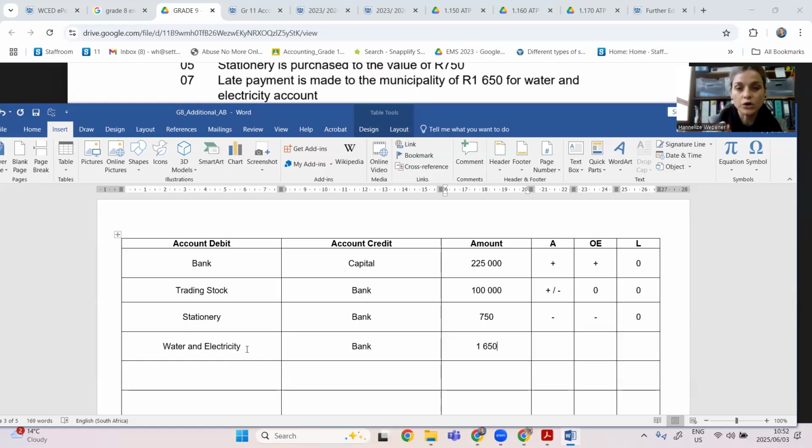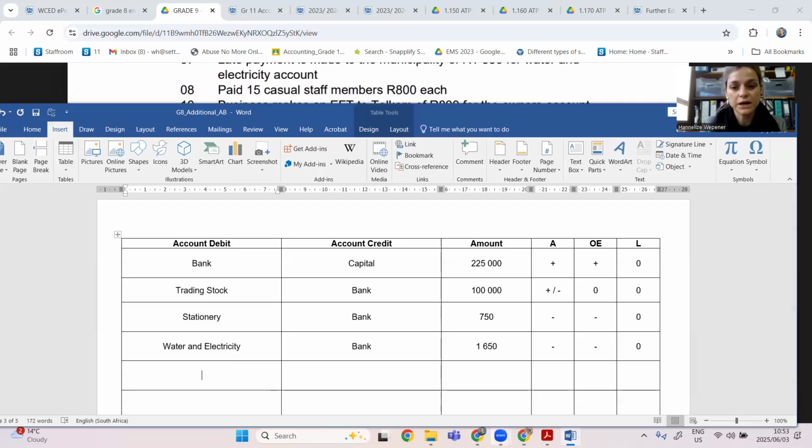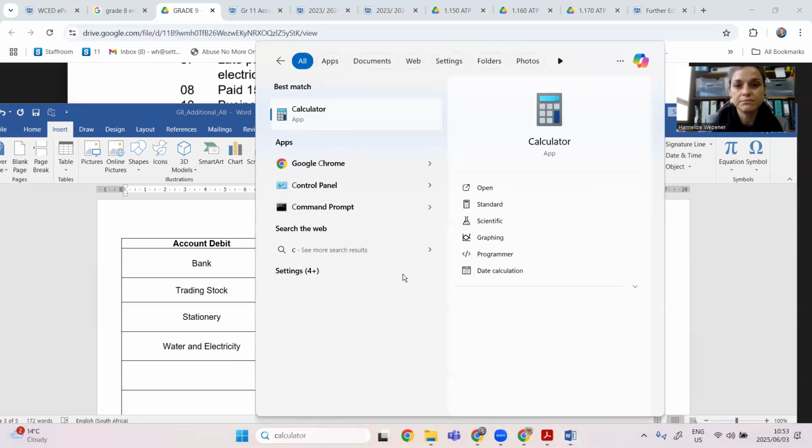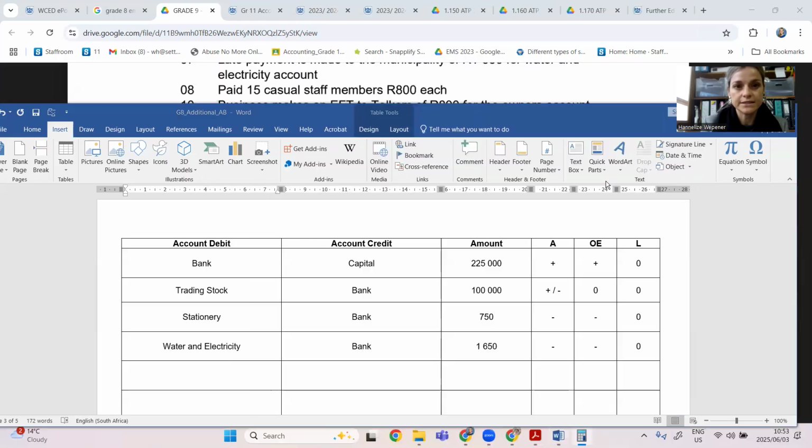Remember, an asset is something that we own until we decide to let go of it, to sell it to someone else. So you have less money in your bank, therefore less assets, more expenses, therefore less profits going to the owner, and that's why we decrease our owner's equity. Then on the 8th, we paid each one of our 15 casual staff, we paid each of them 800 Rand. So we paid in total 12,000 Rand to our employees. They are casuals, so we will say that they are wages. You don't own your staff members, they are expenses, and expenses increase on the debit side. You have less money in your bank account, 12,000 Rand. So less money, therefore less assets, more expenses equals less profits, therefore less owner's equity.